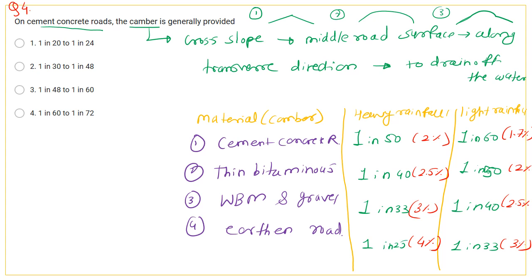Here they ask about the cement concrete road. The option similar to these values is 1 in 48 to 1 in 60. This is nearly equal, so option number 3 is correct here.